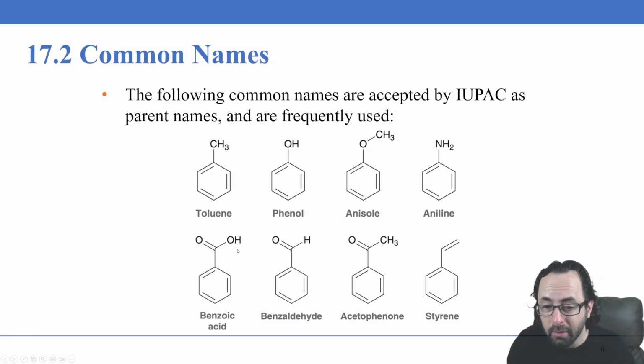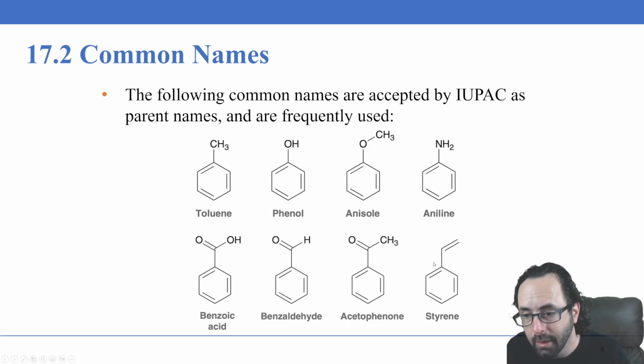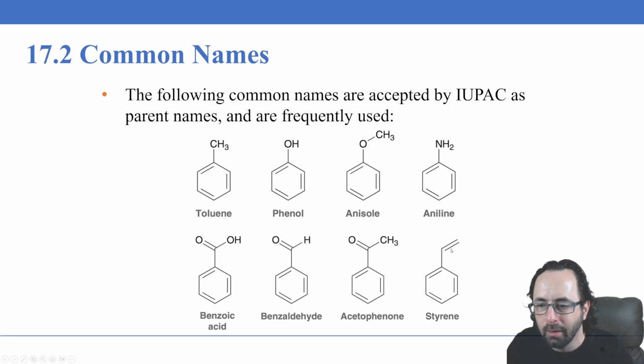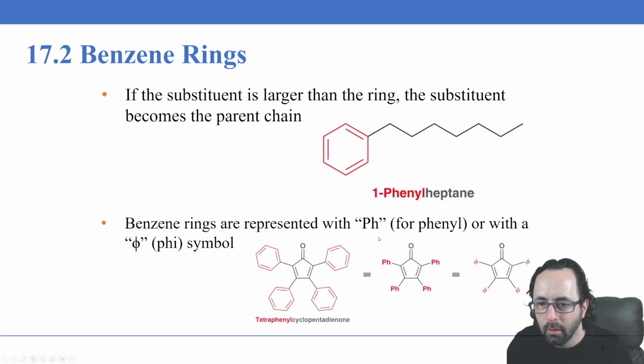If you have a carboxylic acid group attached to the benzene ring, it's called benzoic acid. An aldehyde group attached to the benzene ring here, it's called benzaldehyde. If you have here a ketone, with a methyl group on the other side, so that would make it a ketone instead of an aldehyde, it's called acetophenone. And if you have an alkene attached directly to the benzene ring, it's called styrene. You can think of polystyrene. Polystyrene is a polymer made from many styrene groups.